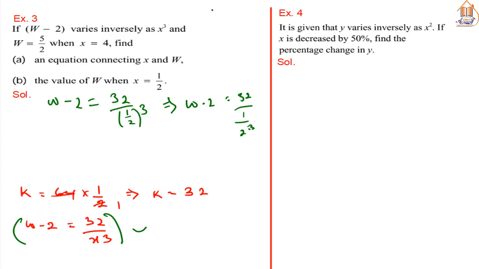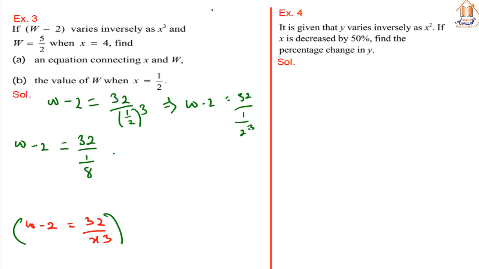Now, what is 2 cube? From our knowledge of indices, 2 cube is 2 times 2 times 2. Therefore, from the equation, we have w minus 2 is equal to 32 all over 1 over 8. Now, from our knowledge of mathematics, we have 32 times 8 over 1. Now, what is 32 times 8?